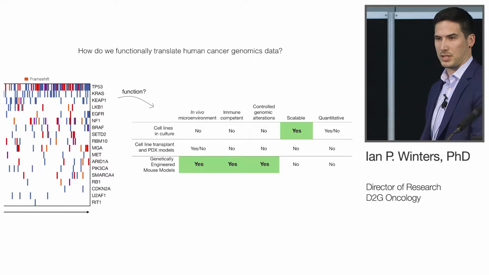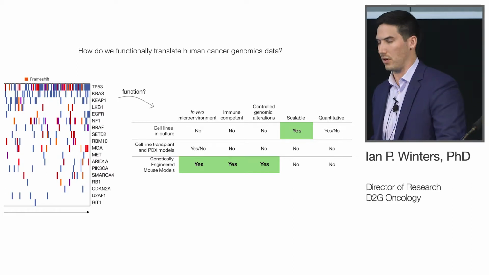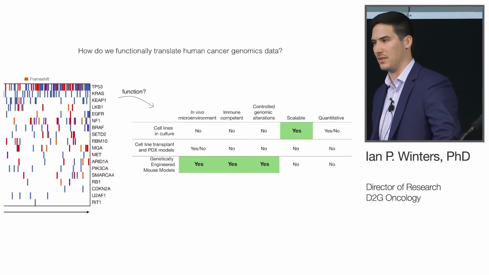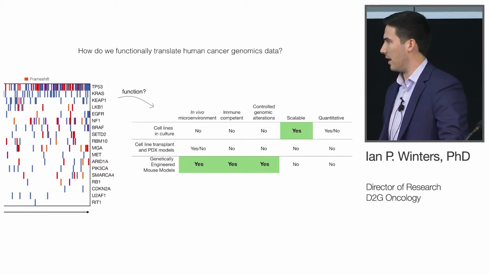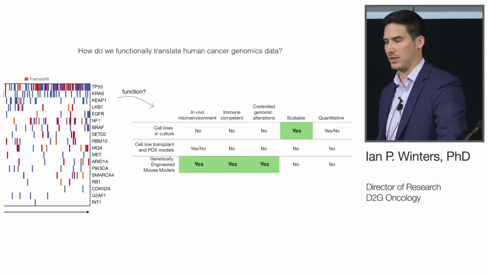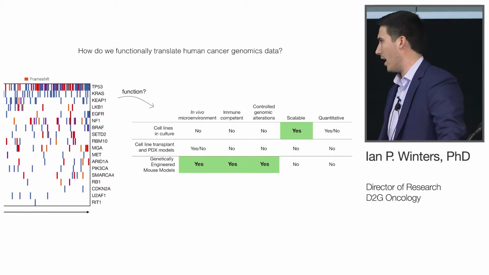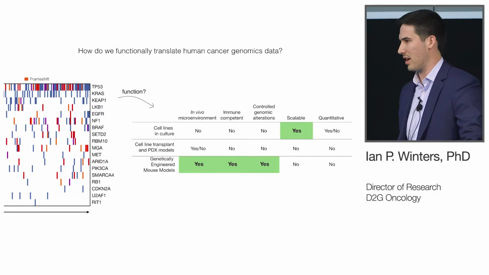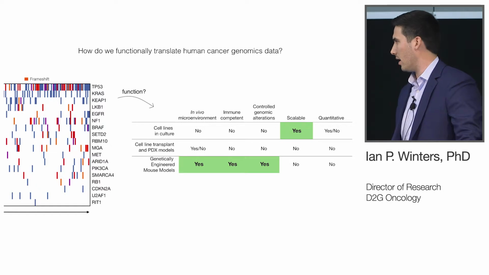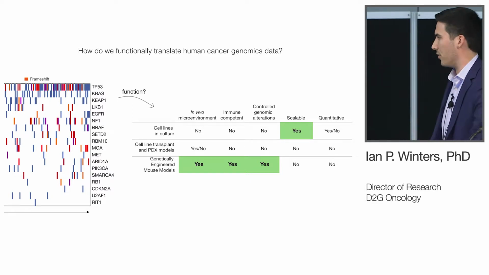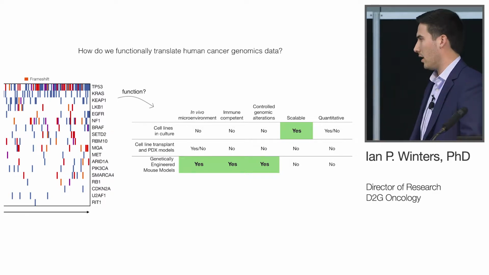There are also transplantation models. These are great models if you're particularly interested in using human cells, and the humanness of the cells is what you care about. But again, we can argue about whether the in vivo microenvironment is correct when you're transplanting these cells, for example, sub-Q in the flank of a mouse. They're typically not immunocompetent, though some people are working on trying to develop immunocompetent models. It's very difficult to control the genomic alterations. You get what you get from the sample. And they're definitely not scalable or quantitative.